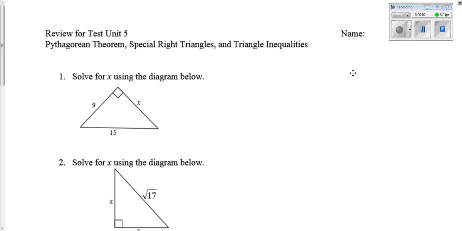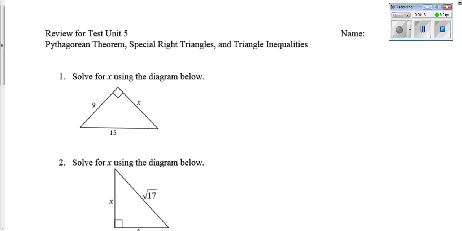This is the review for test unit 5, Pythagorean theorem, special right triangles, and triangle inequalities. Make sure you have your review out so that you are following along while we are recording. So let's look at number 1.